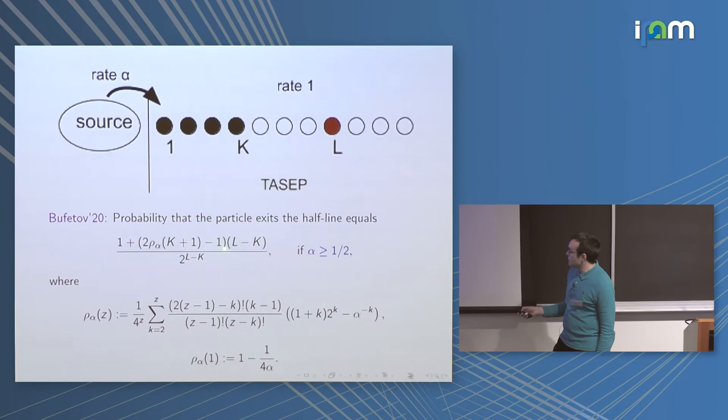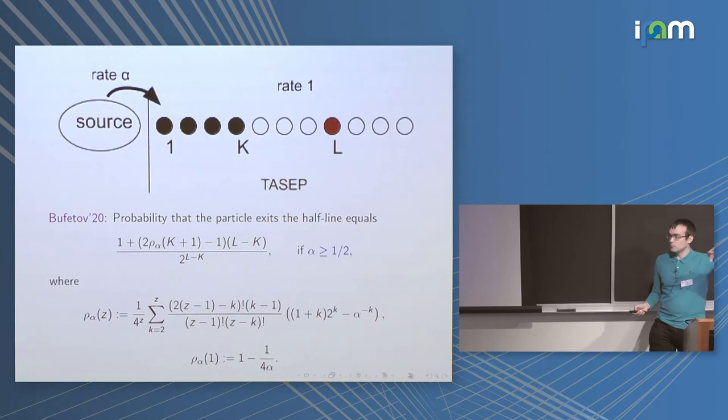So it will be just rho alpha of z. And in particular, if the second class particle is at 1 and there are no other first class particles in the system, it will be 1 minus 1 over 4 alpha. So if alpha is very large, then the second class particle exits the system with probability 1, which is quite reasonable. So that's the answer to this question.